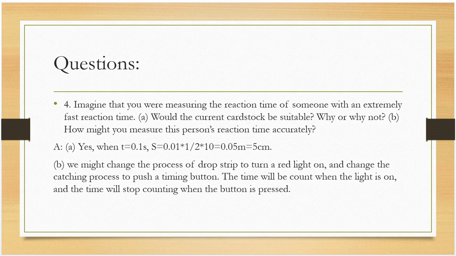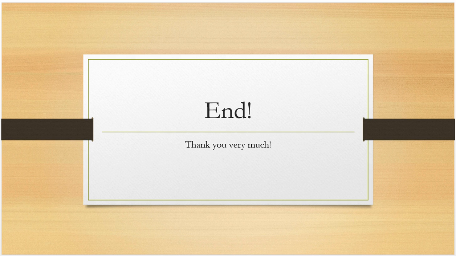And how might you measure the person's reaction time accurately? We might change the process from dropping a strip to turning a red light on, and change the catching process to pushing a timing button. The time will start counting when the light is on, and the time will stop counting when the button is pressed. And that will be all.